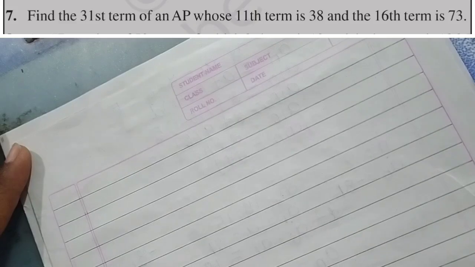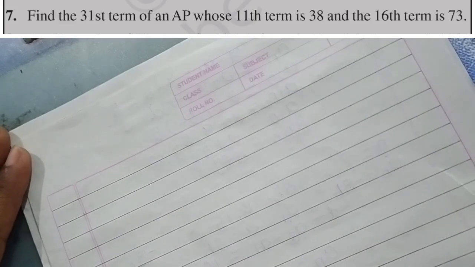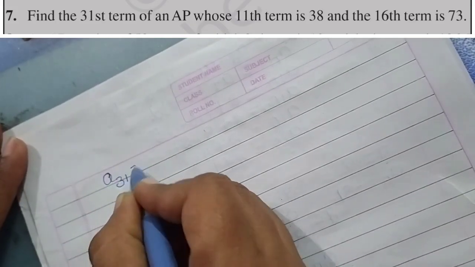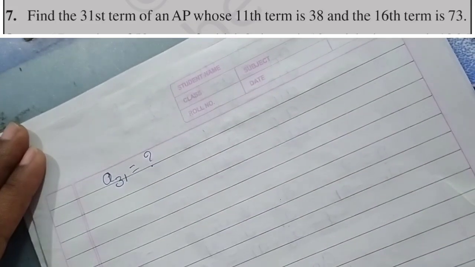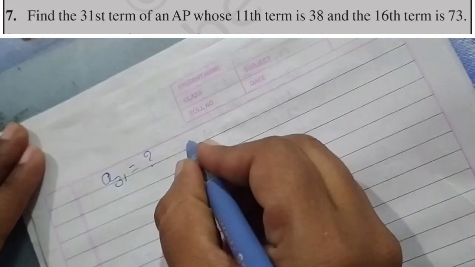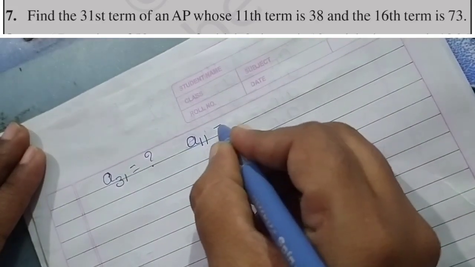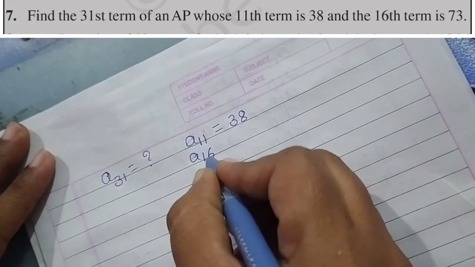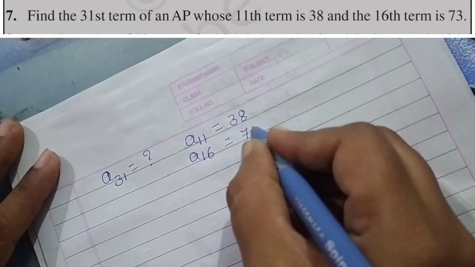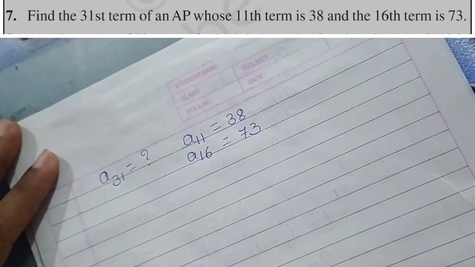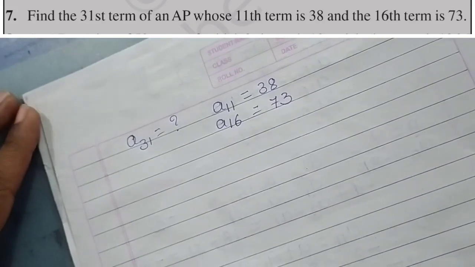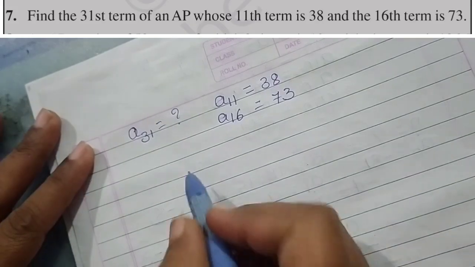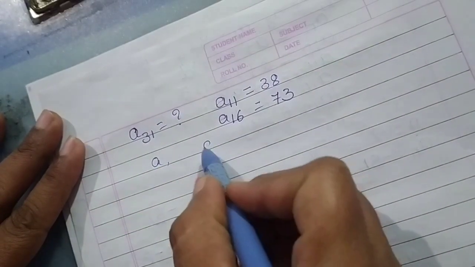Let us solve the next question. Find the 31st term of the AP. Find the 31st term means A31 is equal to question mark. Find the 31st term of the AP whose 11th term is 38 and the 16th term, means A16, is equal to 73. So we have to find the 31st term. How do we find the 31st term? We want the first term and the common difference.